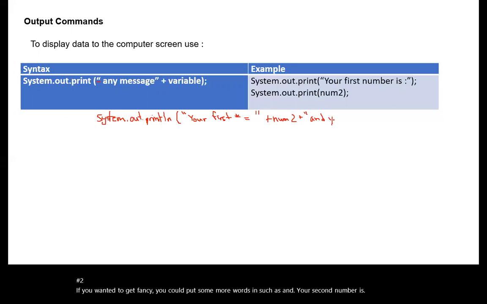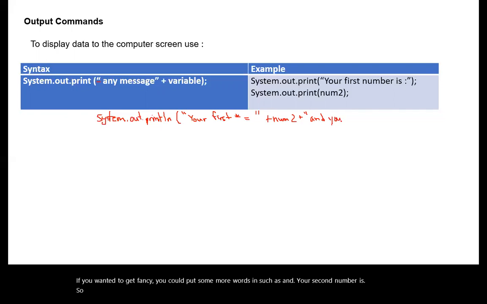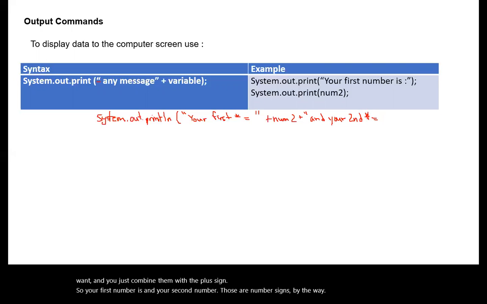So a very versatile line of code. You're allowed to put in as many messages as you want, as many variables as you want, and you just combine them with a plus sign. So your first number is, and your second number, those are number signs, by the way. Second number is, so end that message, and your second number might be, I don't know, num3.